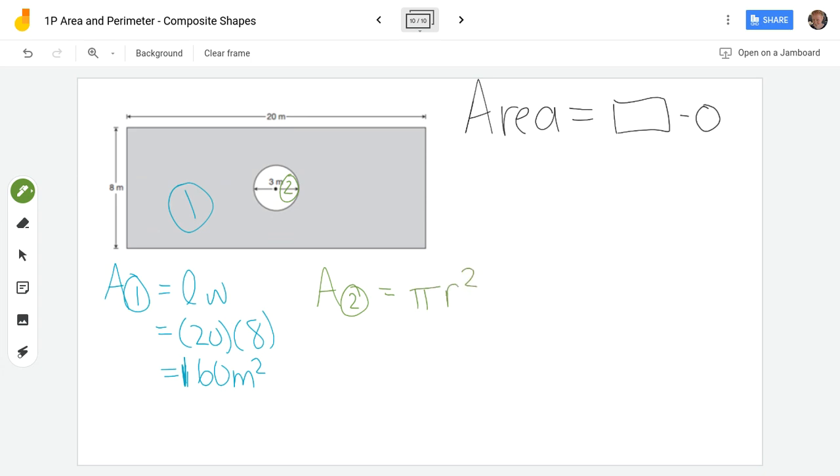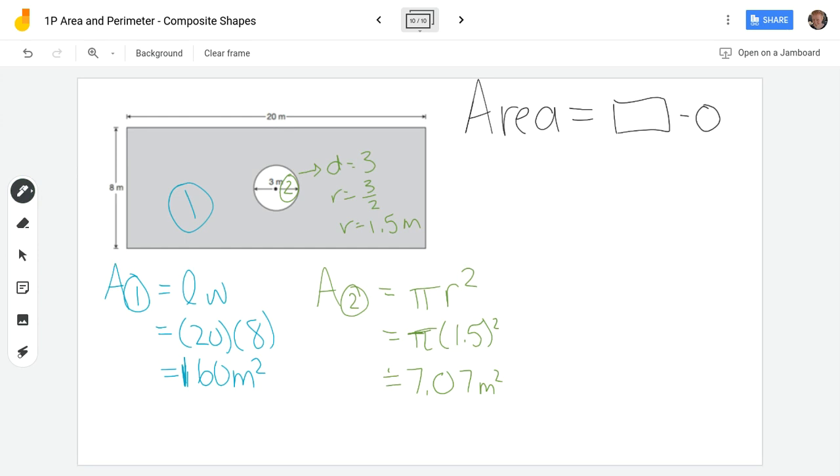We don't have r yet, we have the diameter 3, so the radius will be half of that. Diameter is 3, so the radius is 3 over 2, which will be 1.5 meters. So we have pi times 1.5 squared. And remember to square the 1.5 first, then multiply by pi, and we'll get approximately 7.07, rounded correctly, meters squared.